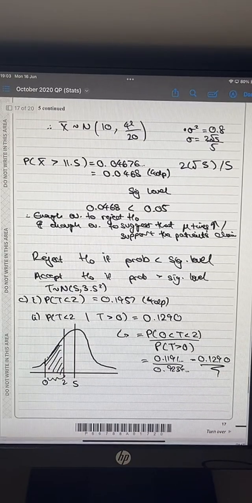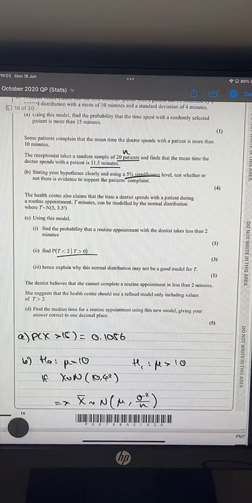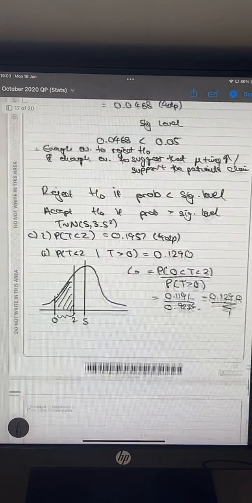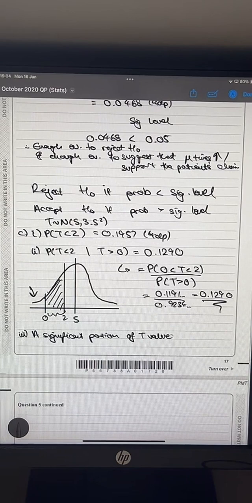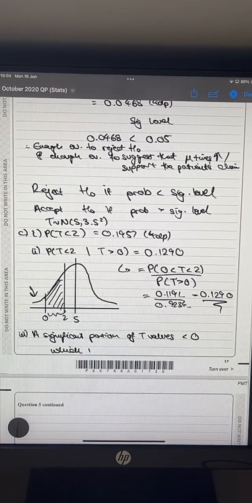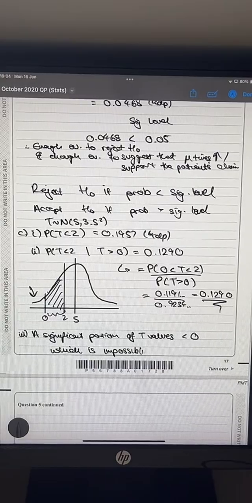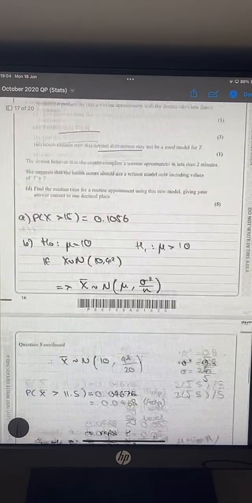It really helps out, all right? So now, part 3: hence explain why this normal distribution may not be a good model for T. Looking at our diagram, T can be less than 0, which is impossible, because time can never be negative. So for part 3, you just say a significant portion, the word they use in the mark scheme is non-negligible, which means it cannot be ignored. A significant portion of T values is less than 0, which is impossible. It's impossible to have T values less than 0.